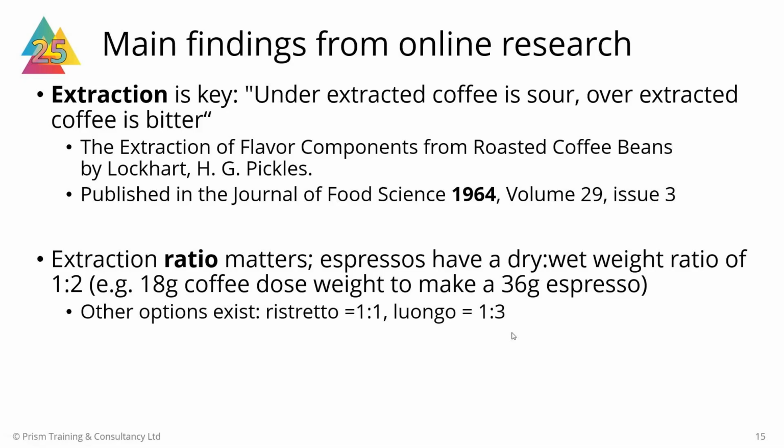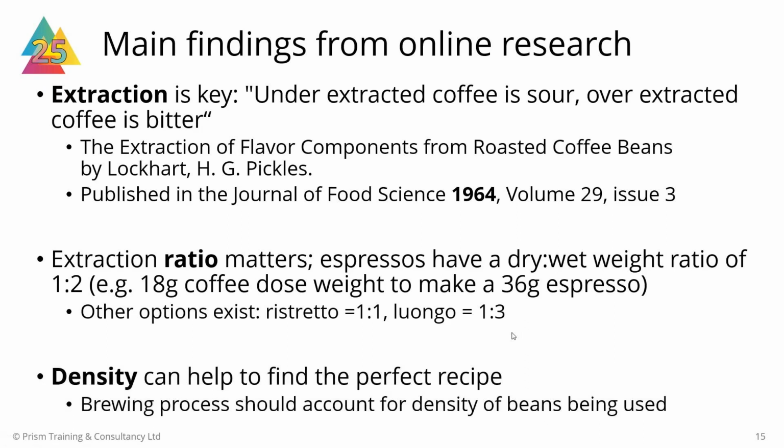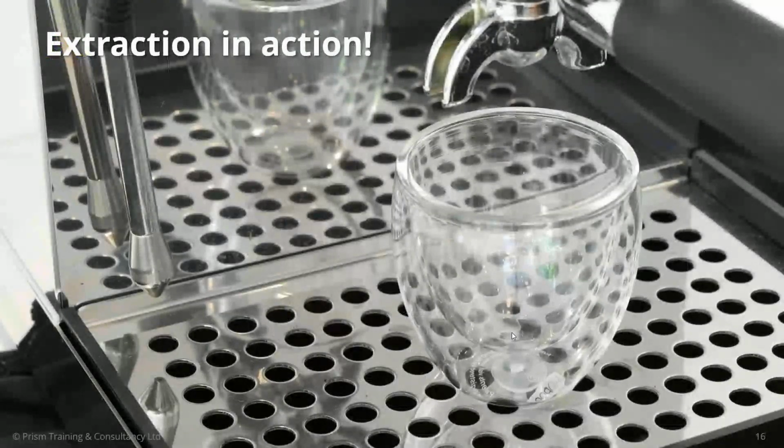As well as the extraction ratio, something else that I found that appeared to be quite important is the density of the coffee bean that we're using. There's an entire website handily called Coffee Density, which is all about the important role that density plays and how we can use that density to find the perfect recipe for our espressos. So there's a few things here that seem to be quite prominent in how we can optimize our espressos. And this extraction idea is the one that I think is probably most important. So what I've got here is a quick video.